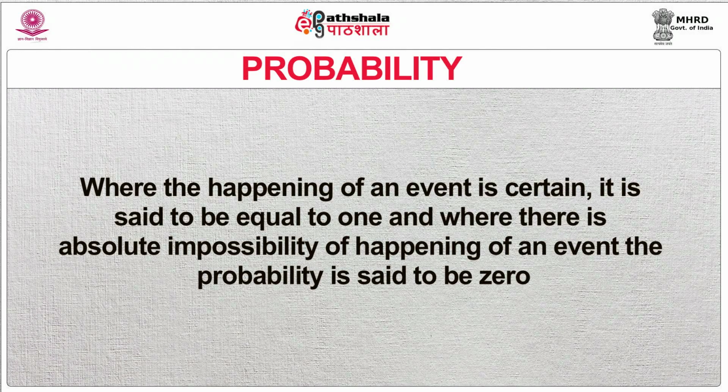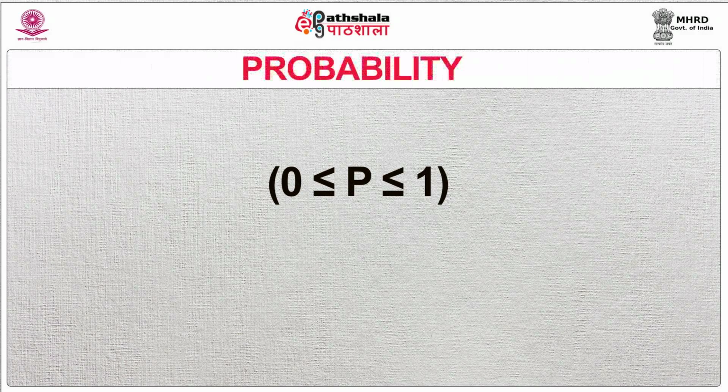The general meaning of the word probability is the likelihood of happening or non-happening of an event. Where the happening of an event is certain, the probability is said to be equal to 1, and where there is absolute impossibility of happening of an event, the probability is said to be 0. However, in real life situations, the probability generally lies between 0 and 1. Therefore, the probability can never be negative. It will either be greater than or equal to 0, or less than or equal to 1. This can symbolically be stated as follows.